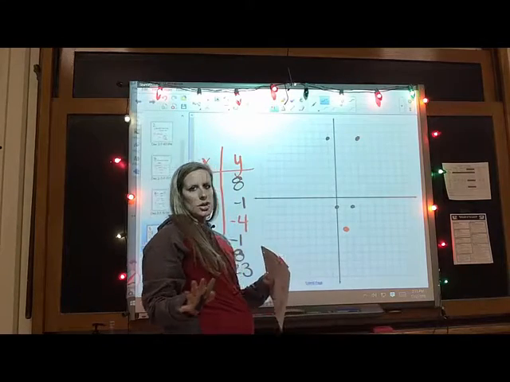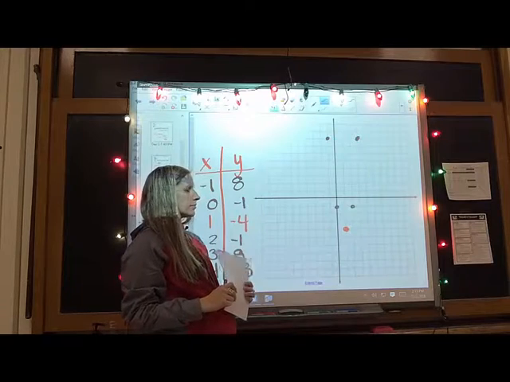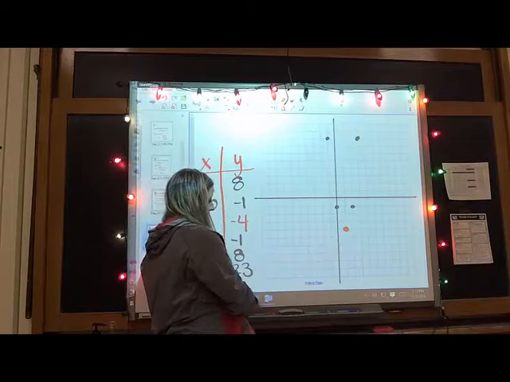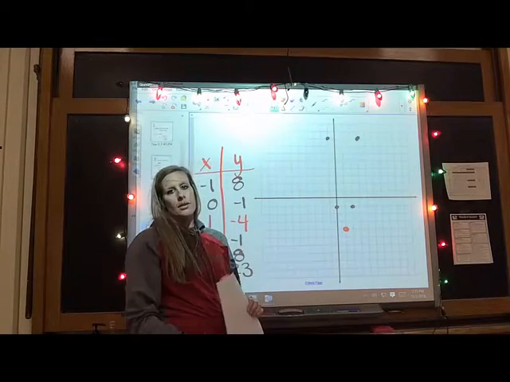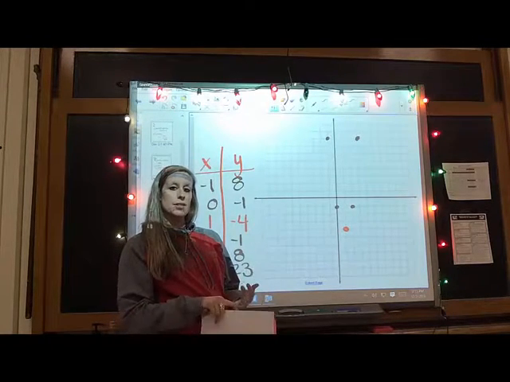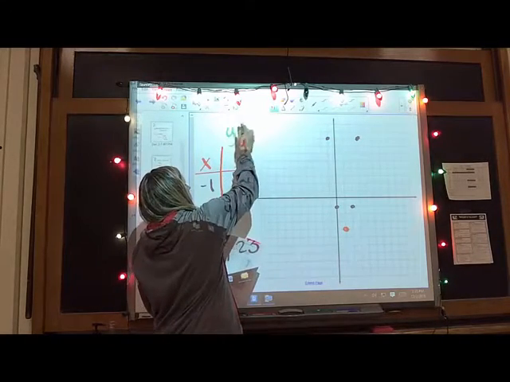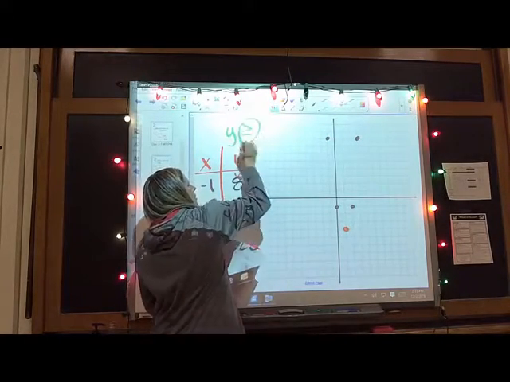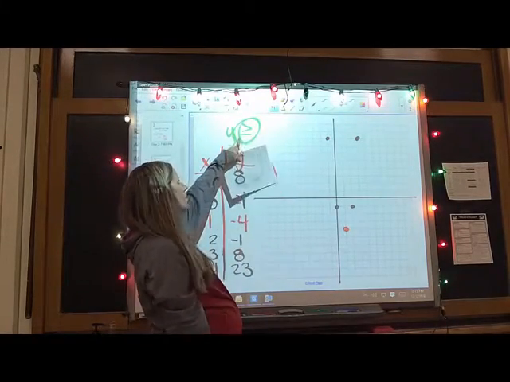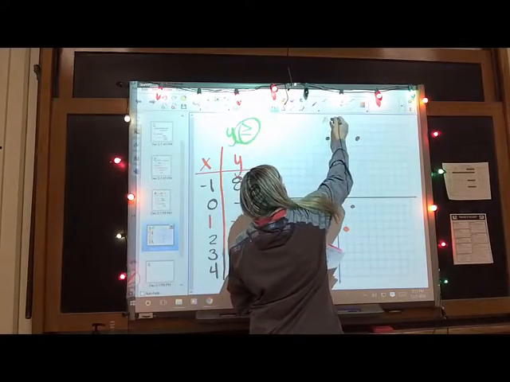Now don't draw your line yet. Just plot your points. I'll give you a minute to get those points plotted. The reason we're waiting to draw the line is because you have to figure out if it's solid or if it's dotted. So look at your equation. y is greater than or equal to. Ask yourself, is that going to be solid or is that going to be dotted? The line underneath is telling you it's going to be solid. So we need a solid line.